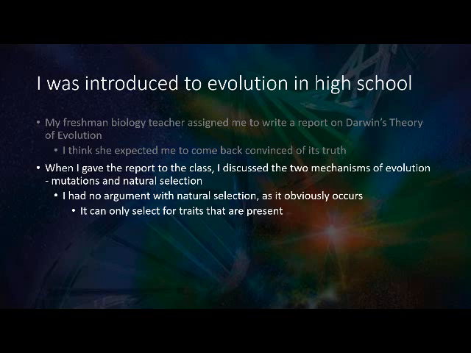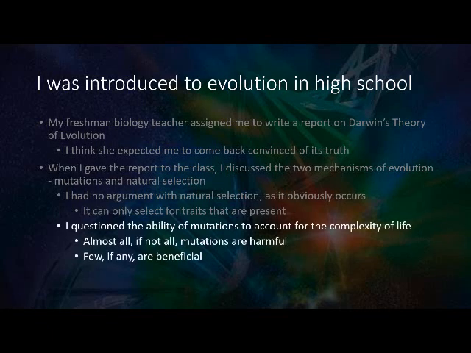So I came back and gave the report to the class, and I talked about the two mechanisms of evolution, mutations and natural selection. I had no argument with natural selection, as it obviously occurs, but it can only select for traits that are present. So I questioned the ability of mutations to account for the complexity of life. I pointed out that almost all, if not all, mutations are harmful to the organism. Very few, if any, are beneficial, and that could not account for the origin of life and the development of the complex life we see.